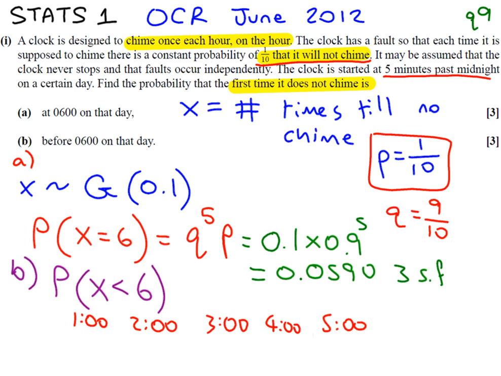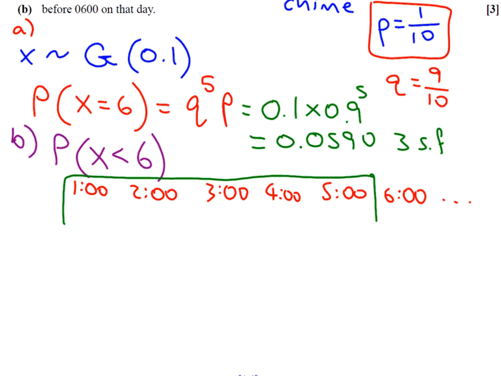Now, we only care about it not chiming before 6. So we don't actually care what happens after this. For it to chime before 6, it's got to be somewhere in here. Now we're going to go about this answer in two steps. The first step is to think, well, what if it chimed after 6, at 6 or after? You'd have fail, fail, fail, fail, fail, and then you could succeed or fail. It doesn't matter.